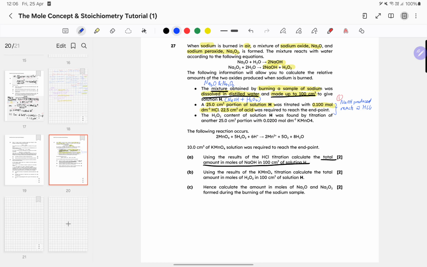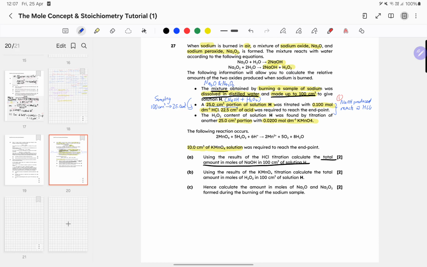Another thing to take note of is that initially it was 100 cm cube and now suddenly it's 25 cm cube. So there's a certain kind of sampling going on over here. We are going from 100 cm cube to 25.0 cm cube. Then afterwards the H2O2 content of solution H is found by titration of 25.0 cm cube with KMnO4, and they say 10.0 cm cube of KMnO4 is required, and the equation is given below already.